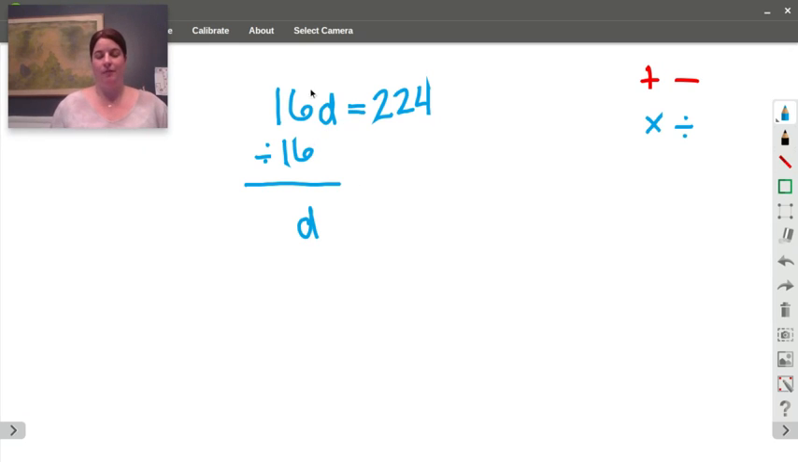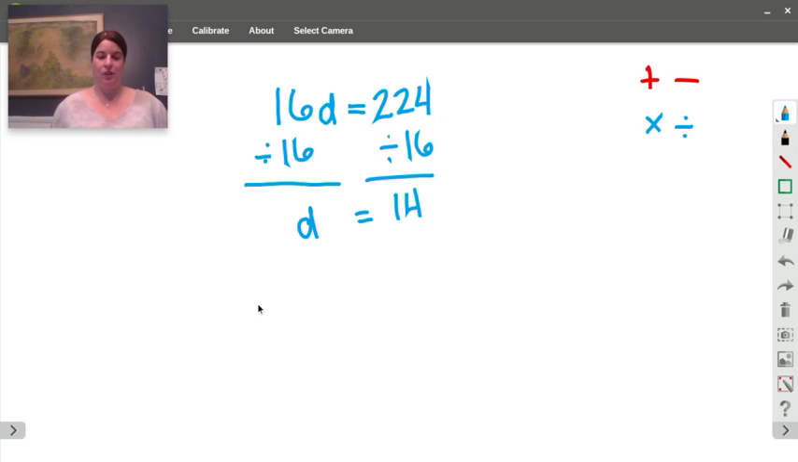All right, but once again, we've messed up our perfect balance on each side of this equal sign. So whatever we did on this side, we also need to do over here. So we've got to divide 224 by 16 as well. And 224 divided by 16 is 14. So D is equivalent to 14.